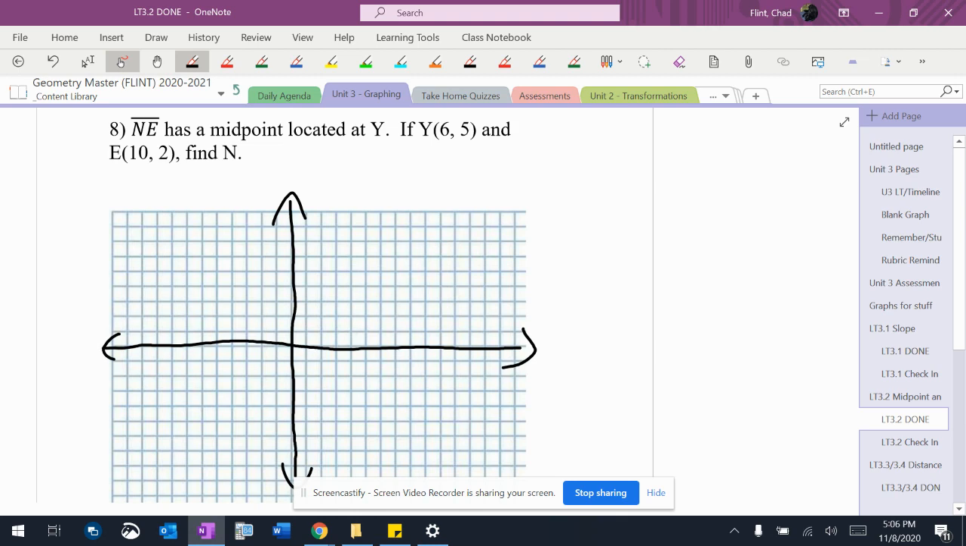I'm going to draw my axis and figure out what information I've got. It says midpoint located at Y, and then it tells me Y. I have to make sure that I remember that when I'm plotting these. So 1, 2, 3, 4, 5, 6, 1, 2, 3, 4, 5, and 7, 8, 9, 10, 1, 2.